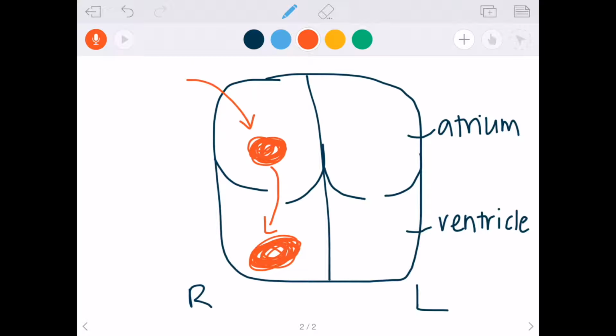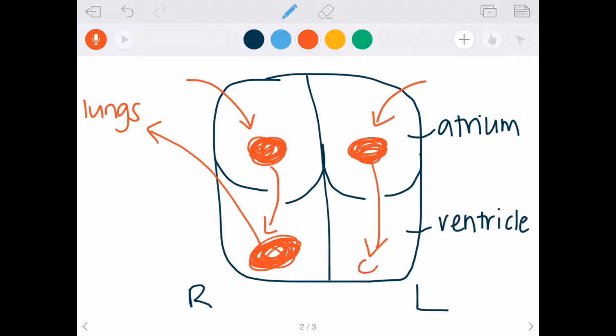From the ventricles, blood will then exit the heart, and on the right side of the heart, the blood will go to the lungs. Blood will also enter the left atrium and subsequently go to the left ventricle. From the left ventricle, the blood will then leave the heart again, but this time it will go to the rest of the body.